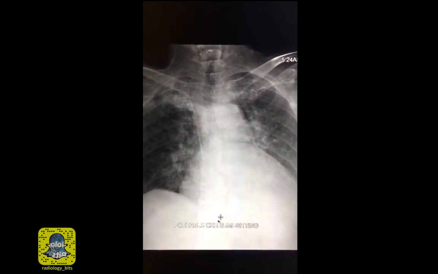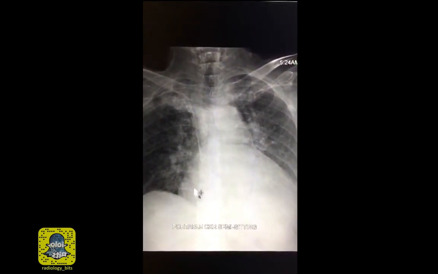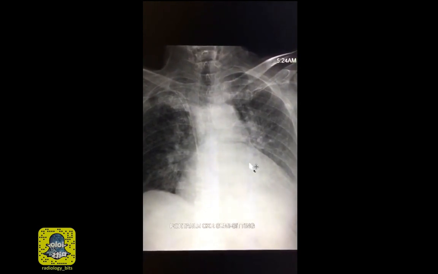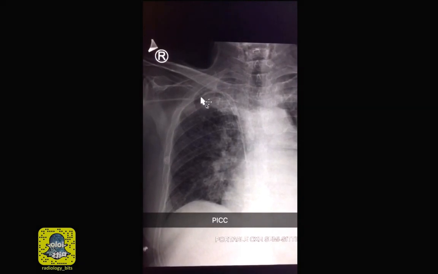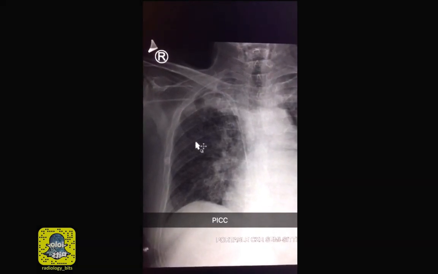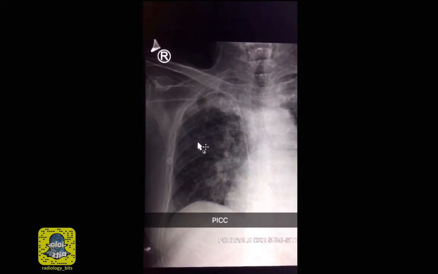On a portable film, it would be difficult to accurately assess the cardiac size, but this is a known cardiac patient who had cardiac enlargement. There is a right PICC line, standing for a peripherally inserted central catheter.